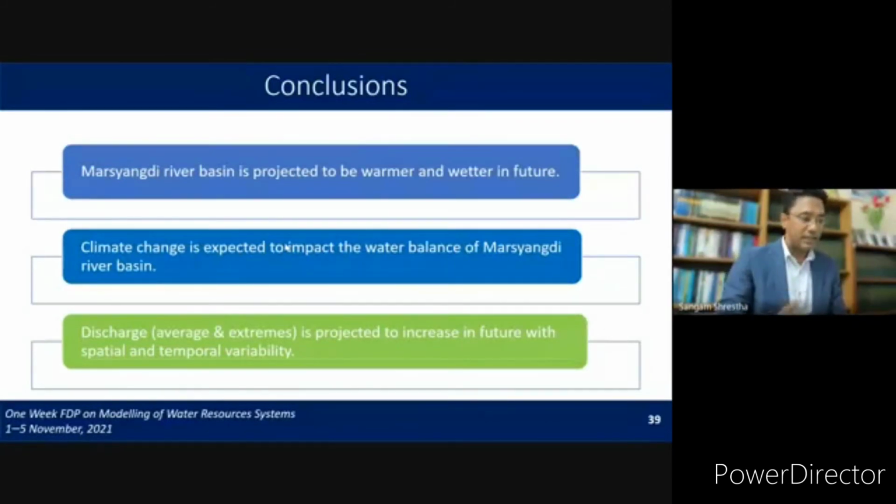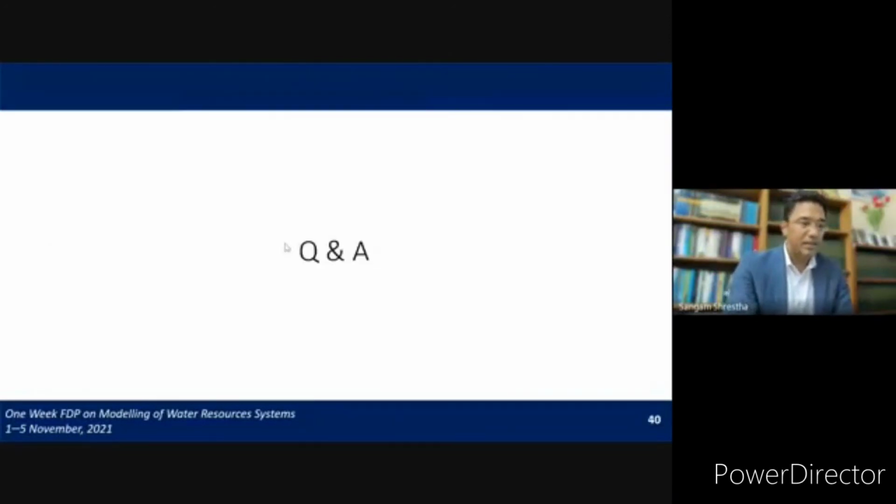Both average and extreme discharge are projected to increase in the future, but with both spatial and temporal variability. It is very important to consider how these changes in average, maximum, and minimum discharge will impact the hydropower projects, hydropower facilities, and hydropower production. With this, I will stop here, and maybe we can also have some discussion on this case study.